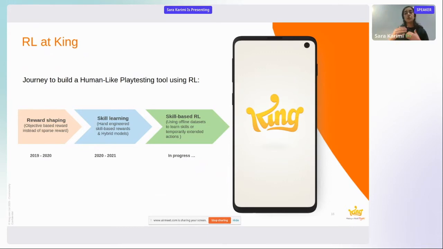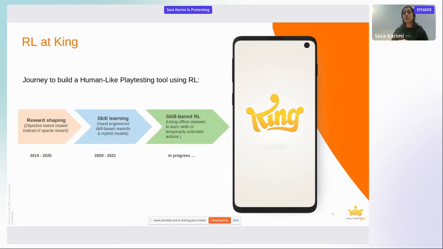And then when we saw good results from this stage, we further moved on to skill learning. This was roughly when I started my PhD journey at King as well. So the idea here was to build hand-engineered skill-based rewards. The idea came from how humans learn certain skills when they play the game. So we reflected that idea in the form of a reward function. And then we also got more positive results, and we further moved on to skill-based RL.